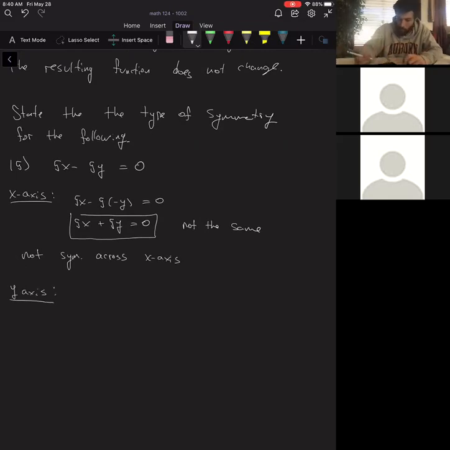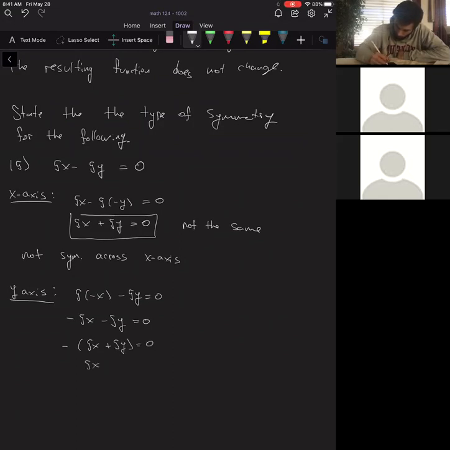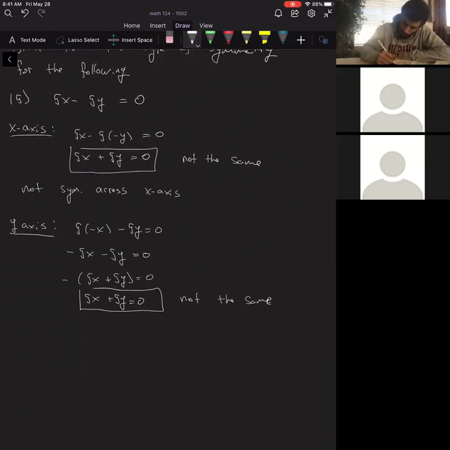All right, so now let's test the y-axis. The y-axis says we replace x with minus x and see if the function changes or not. So this is going to be 5 times minus x minus 5y is equal to 0, which is minus 5x minus 5y is equal to 0. We could factor out a minus sign. So this is minus, 5x plus 5y, equal to 0, which if we divide by that minus sign, we just have 5x plus 5y is equal to 0. And this is not the same as the original function. The original function was 5x minus 5y. This is 5x plus 5y. So it's not symmetric across the y-axis either.